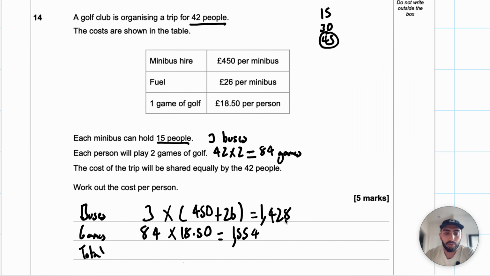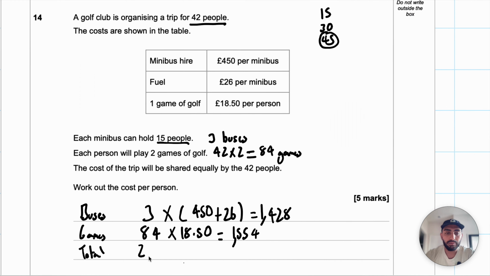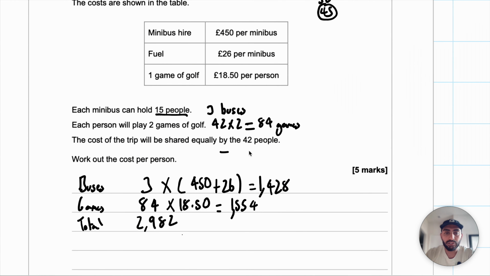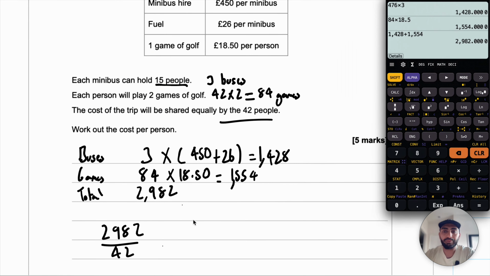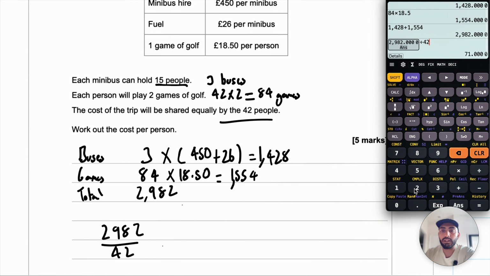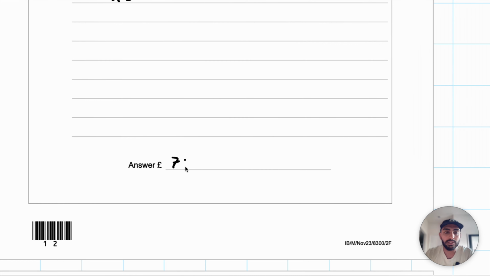Let's find the total cost. So we just need to add up both of these numbers together. So 1428 plus 1554, which is 2982. And I just need to share it equally between the 42 people. So 2982 divided by 42, and that gives me an answer of 71. So it's £71 per person.